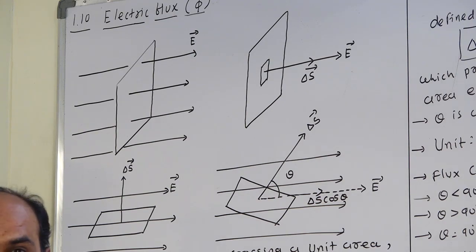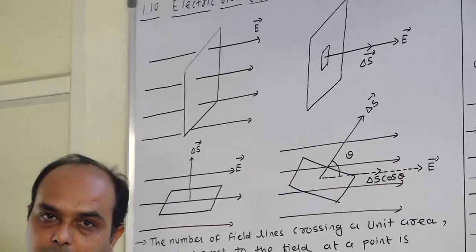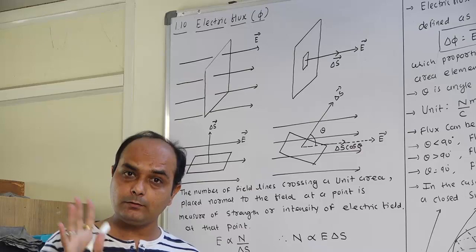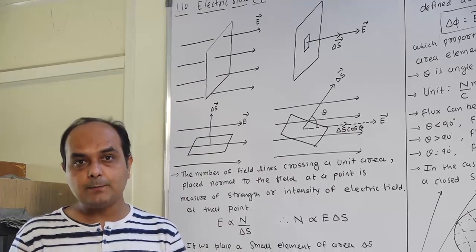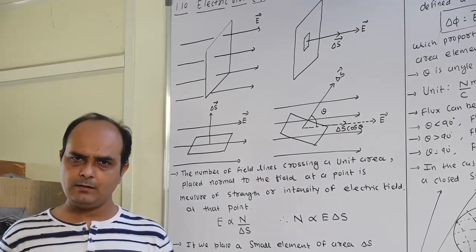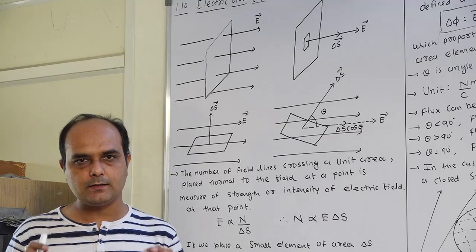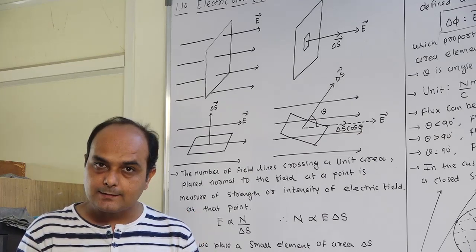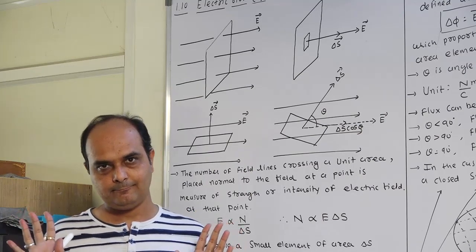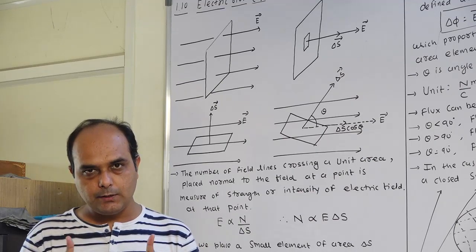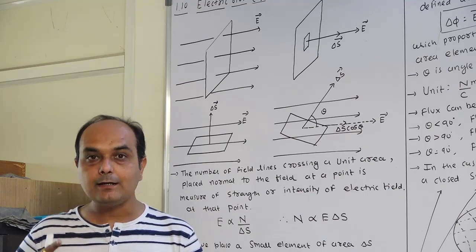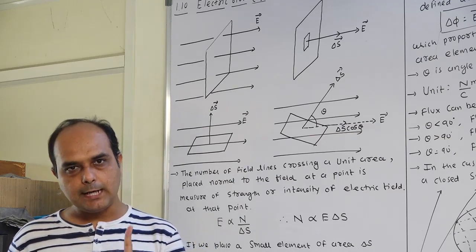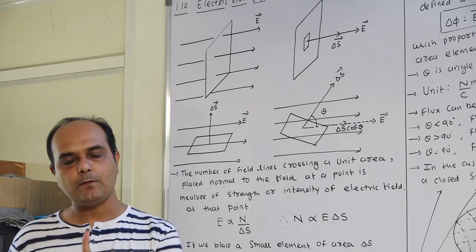Flux means the number of field lines passing through the plane. More field lines passing through the plane means more flux; fewer field lines means less flux. Flux is nothing else, students, but a mathematical concept that gives the number of field lines linked with the plane. We can calculate the number of field lines by using flux.